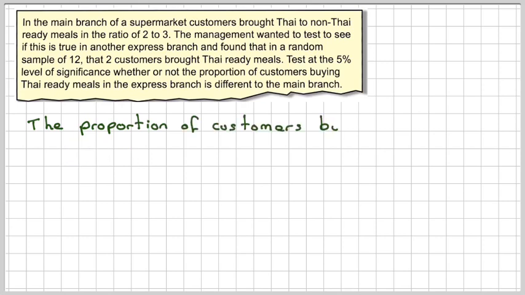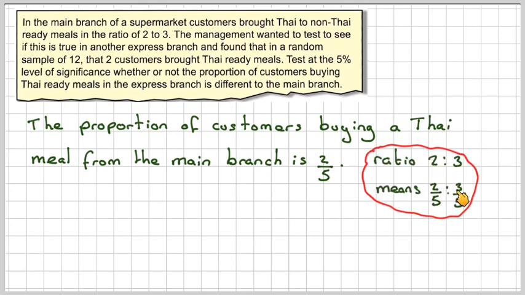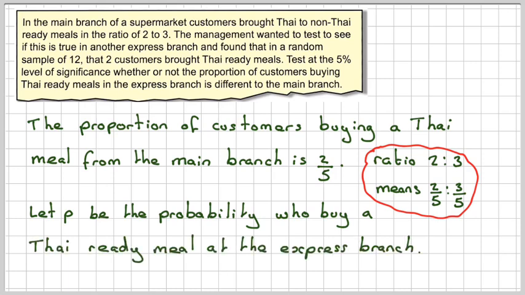The proportion of customers buying a Thai meal from the main branch is 2/5, and that's because the ratio of 2 to 3 gives 2/5. We're going to let P be the probability of a customer who buys a Thai ready meal at an express branch.